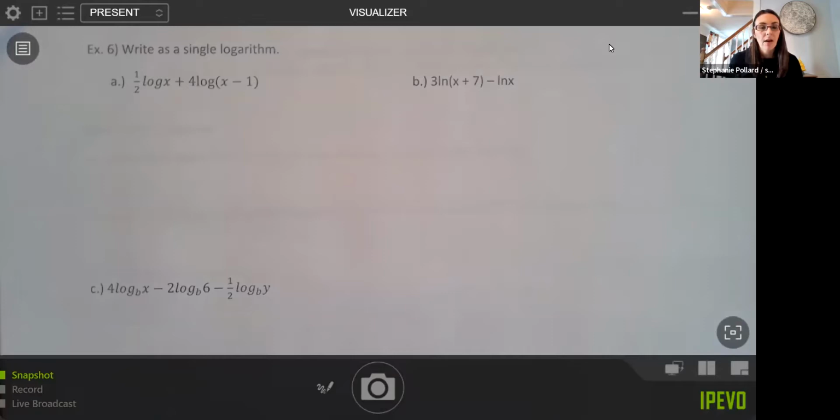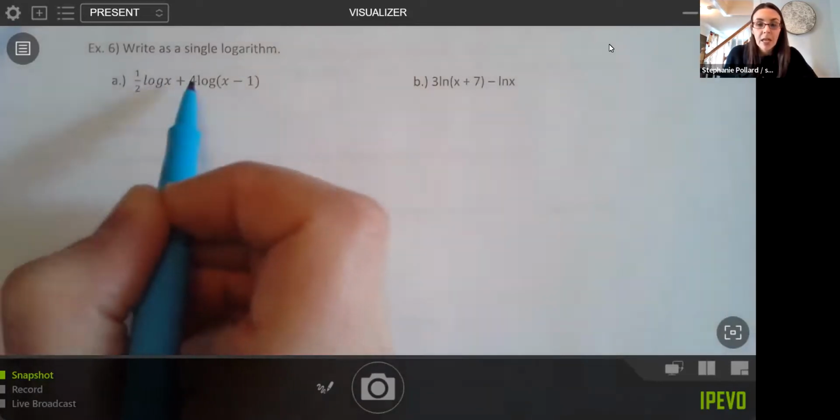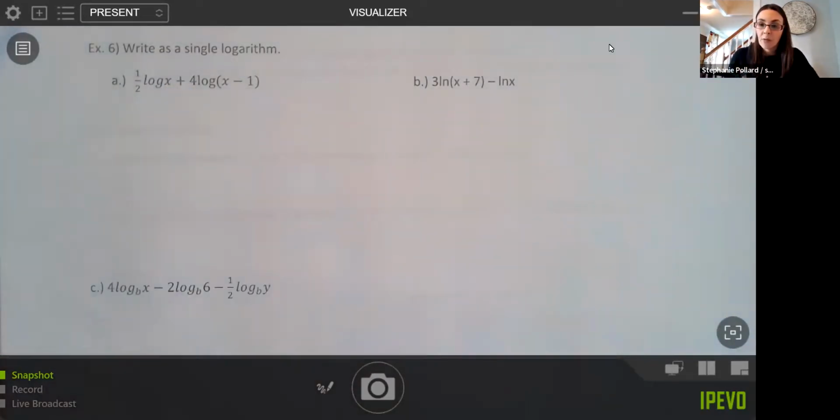So here I have 1/2 log x plus 4 log x minus 1. If there's no base written in, remember it's base 10. So these do have the same base, which means that it is possible for me to put things back together. Now, this one's a little bit harder because I do have these extra coefficients out front. And when I have those coefficients out front, they refer to powers. Remember in the last video, we took those powers and we brought them out front. Now we're going to reverse that process.